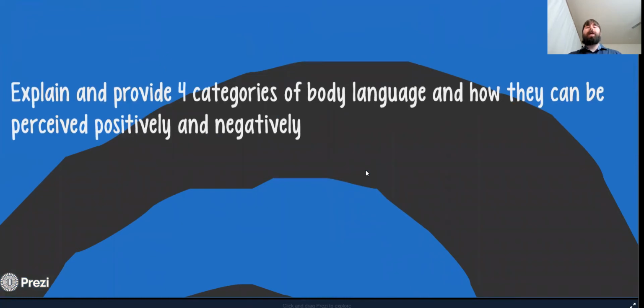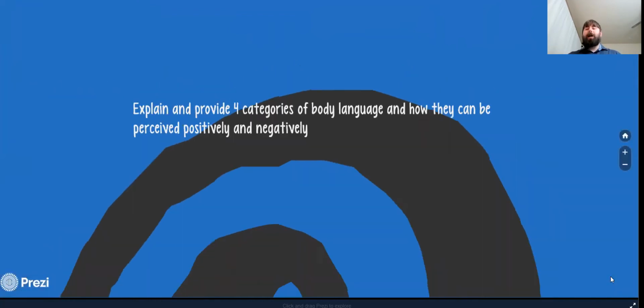Okay, explain and provide 4 categories of body language and how they can be perceived positively and negatively. So remember things like smiling. Proxemics is how close you are to somebody. Haptics has to do with touch. Kinesics has to do with movement. So there's different kinds of aspects to the way in which we engage with body language.